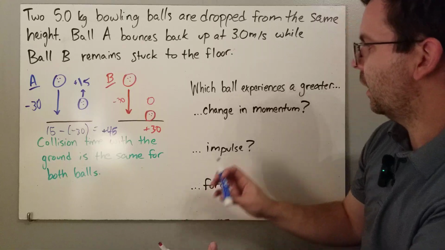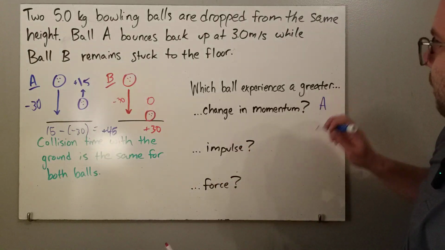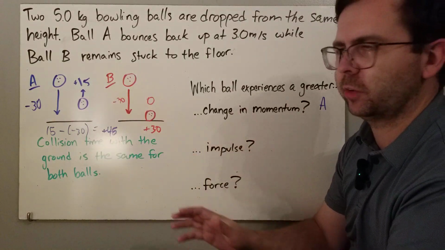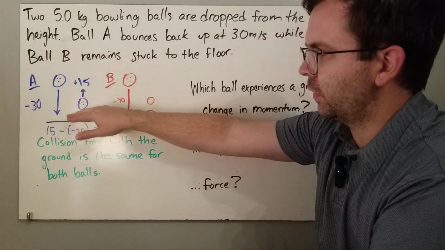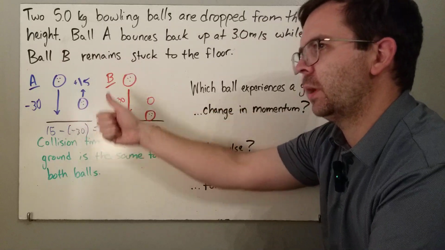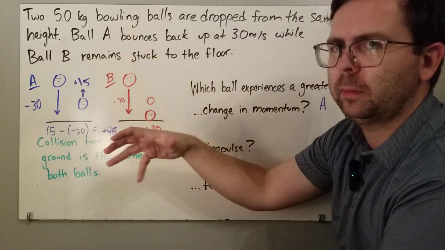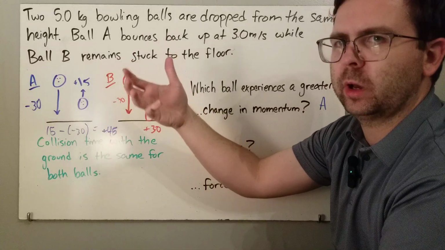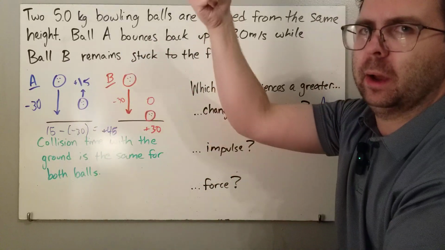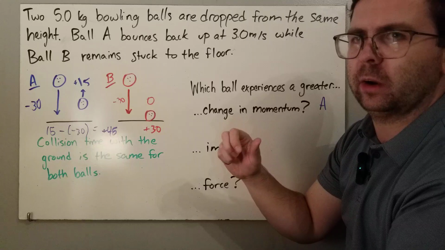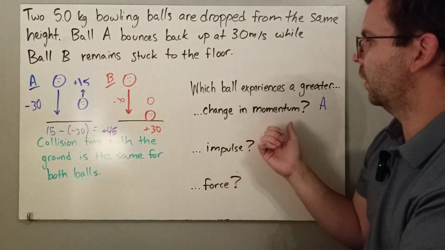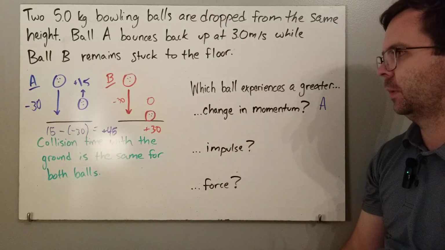So ball A has a greater change in momentum because if you think about it logically here, the ball is not only stopped by the ground, but bounced back upwards. It takes more of an effort to not only stop the ball, but to bring it back up. There's more of a change there than just simply stopping. And so ball A has a greater change in momentum.